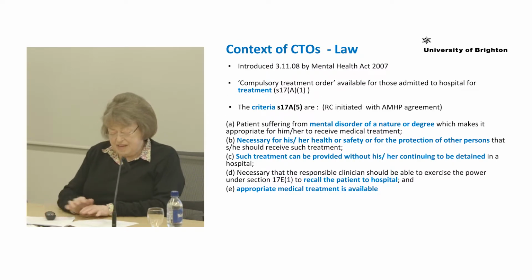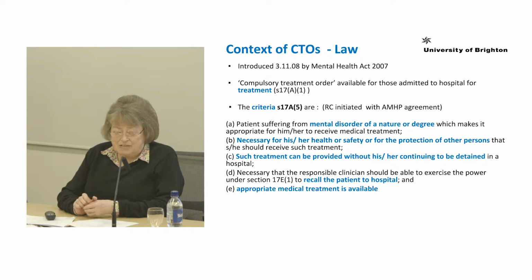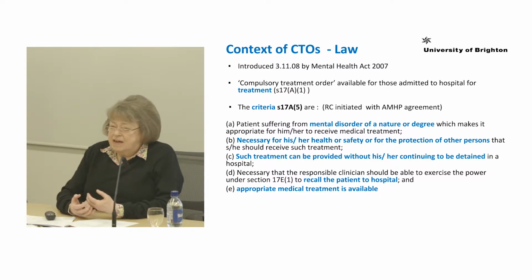So the context of community treatment orders is a very legal one. They've been in operation now since 2008, brought in by the Mental Health Act 2007. And in England and Wales, you can only be made subject to a community treatment order if you've been admitted to hospital for compulsory treatment. So that's a Section 3 order, or possibly a Section 37 order from the courts for treatment.